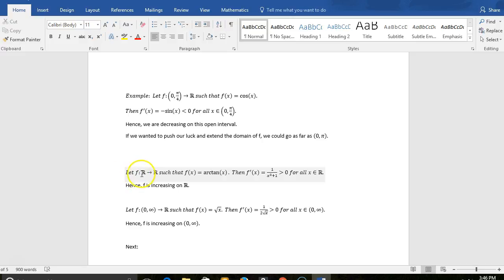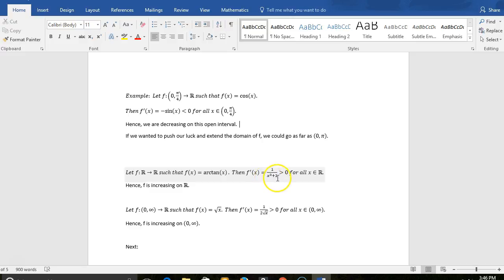Let f be a function from the reals to the reals such that f of x equals the inverse tangent, or the arctan, that is. Then f prime of x is 1 over x squared plus 1, which is going to be greater than 0 by common sense, because x squared is a positive number, or 0 at least. It's not going to be negative.